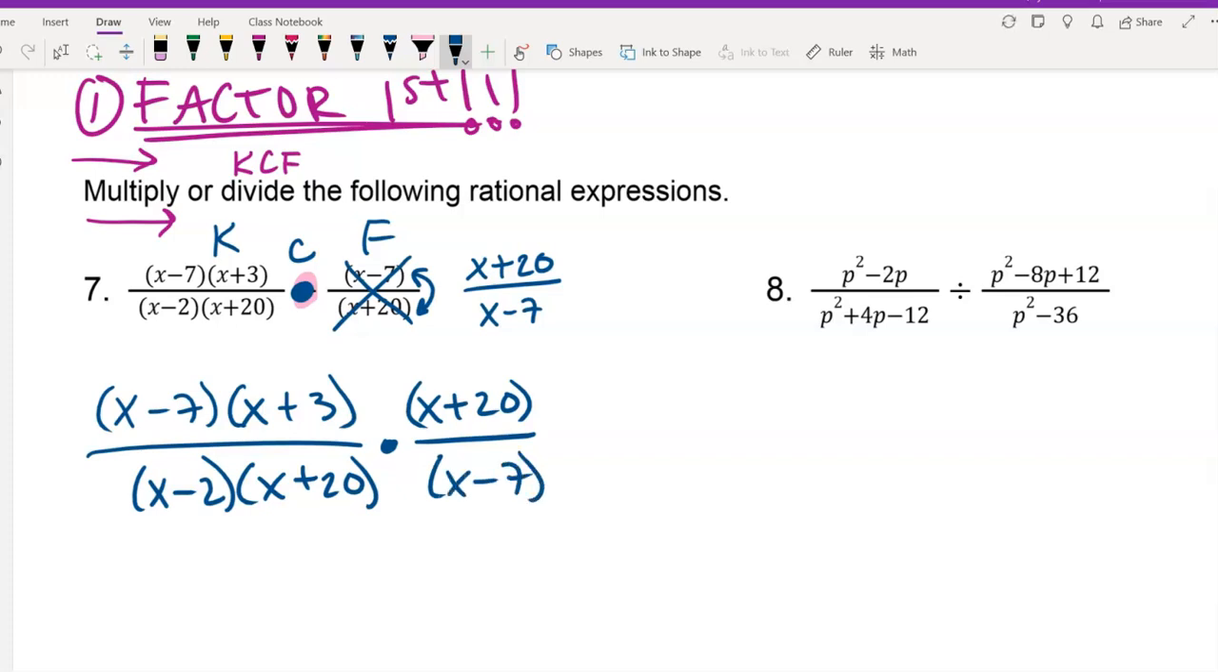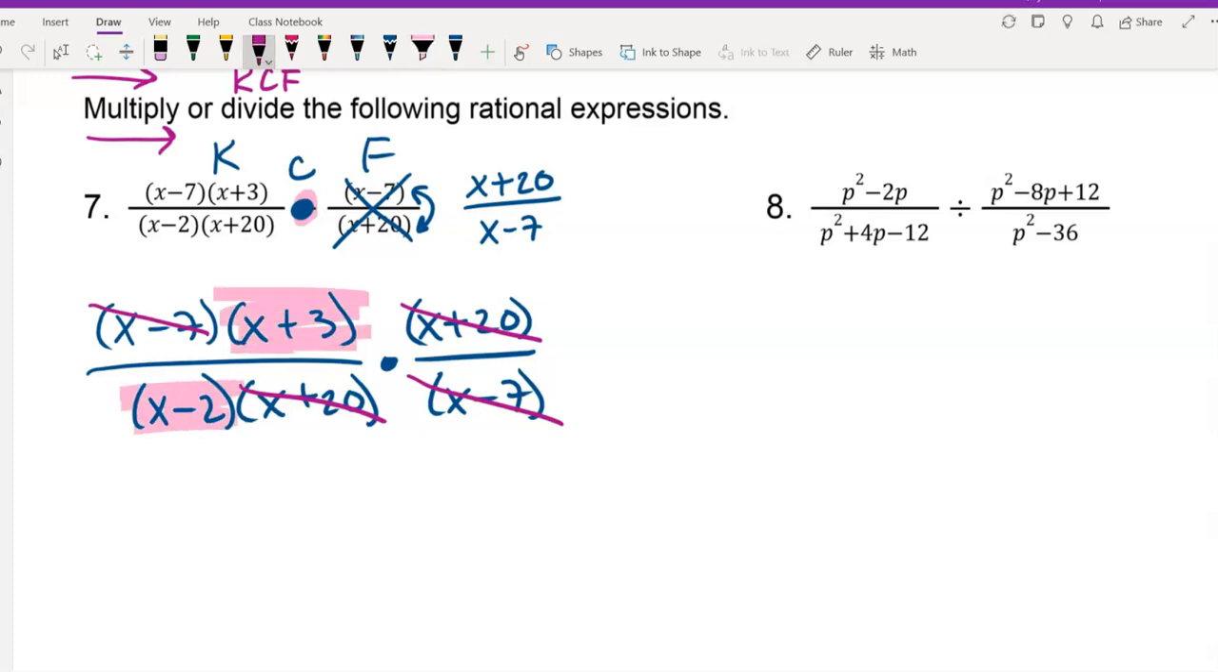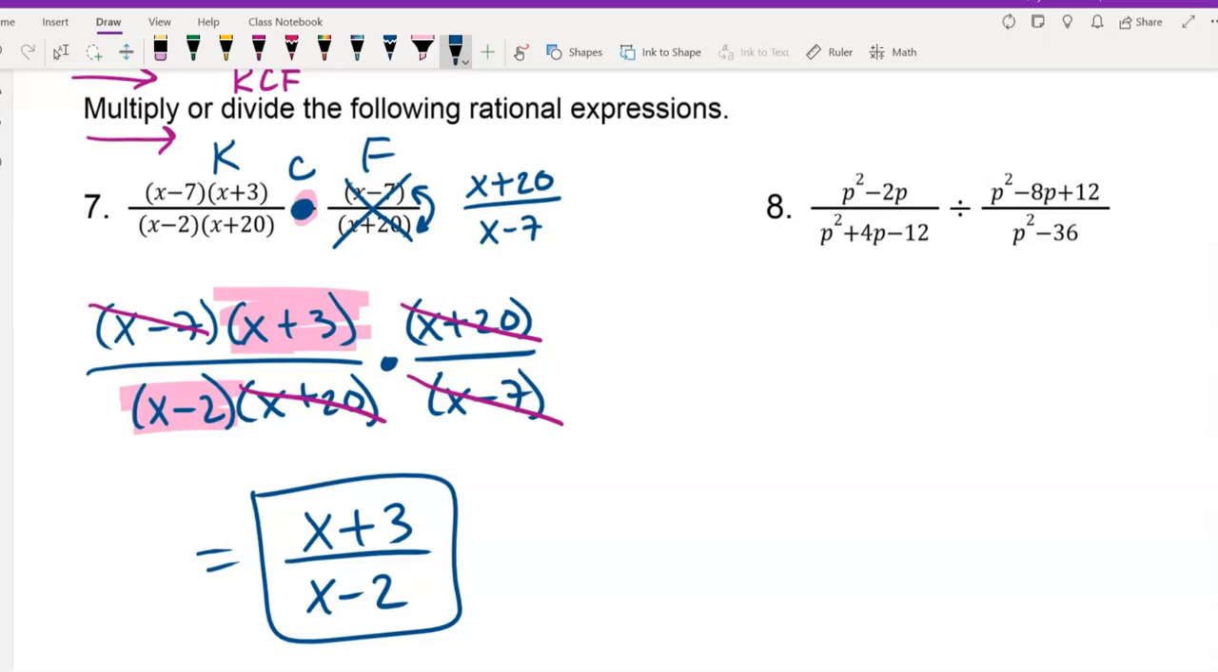All right, now we have flipped it, we kept it, we changed it, and now we need to cancel out our matching pairs. We have x minus 7 and x plus 20. What we are left with is x plus 3 over x minus 2. And that is our final answer.